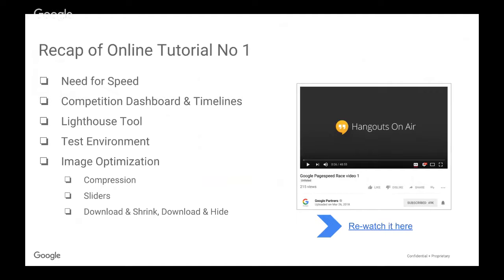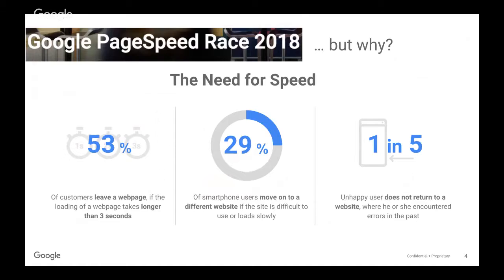With that, I'd like to give you a quick recap of the first online tutorial. So going on to the next slide. It was actually 2 to 3 weeks ago that we discussed the so-called need for speed, and we looked at reasons why it's so important to improve page speed. We looked at the perception of speed of the users. We looked at 3 stats that should always be top of mind. The 53% of users that leave your mobile site if your page load takes longer than 3 seconds. Also about 1/3 of smartphone users moving on to a different website if your site is difficult to use or loads slowly. And also the fact that unhappy users do not return to your website. It really goes back to the saying that the first impression is the last impression. So it's important to have a good first impression of your website.